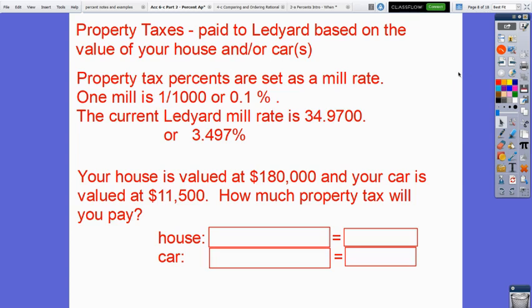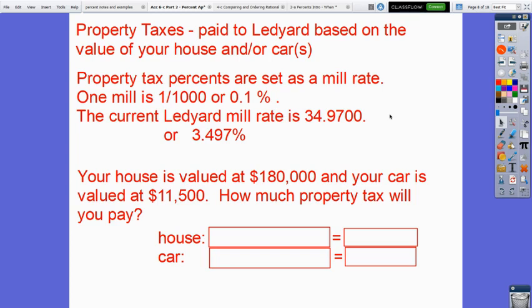So property taxes are a percent of the value of the property that you own. So your house, if you own your house, or cars, those both get taxed by the town. Okay. And property taxes are set as a mill rate. Instead of a percent, they're calculated as a mill rate. And mill rate is like a per 1,000 instead of a per 100. Okay, so 1 mil is 1/1000th or 0.1%.